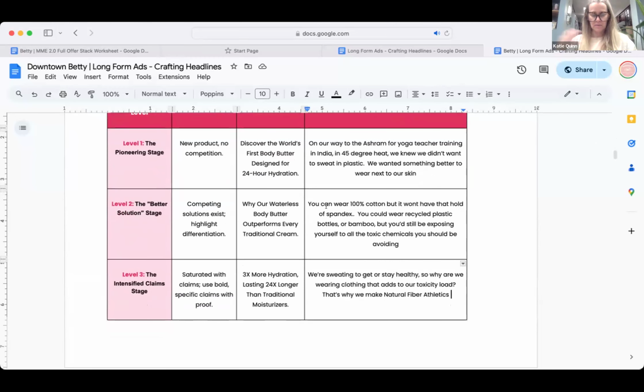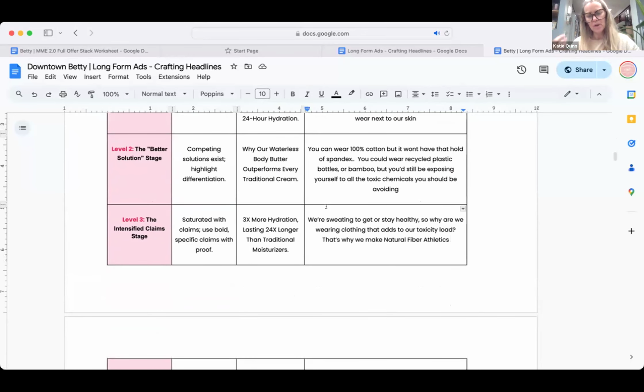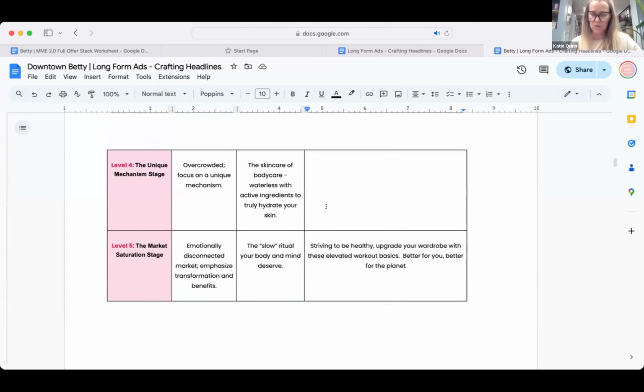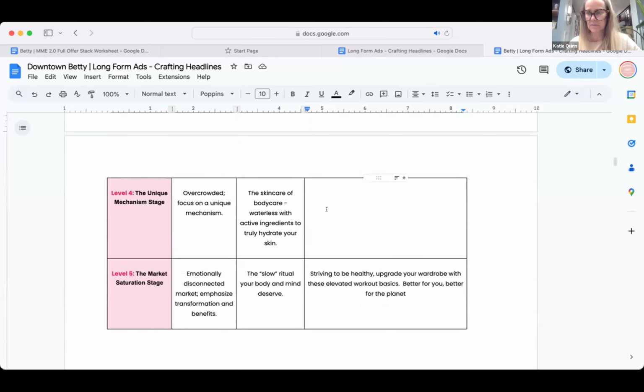Then it's this better. You can wear 100% cotton, but it won't have the hold of spandex. You could wear recycled plastic bottles or bamboo, but you'll still be exposing yourself to all the toxic chemicals you should be avoiding. We're sweating to get or stay healthy. Why are we wearing clothing that adds to our toxicity load? That's why we make natural fiber athletics. Striving to be healthy, upgrade your wardrobe with these elevated basics, better for you, better for the planet. So that's what I've gotten to today.